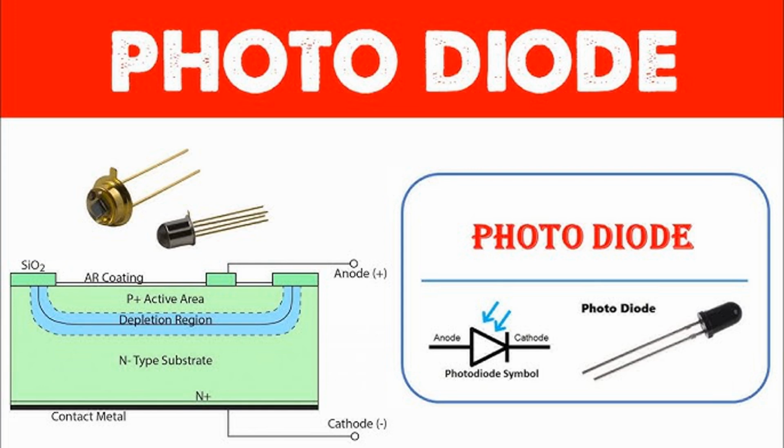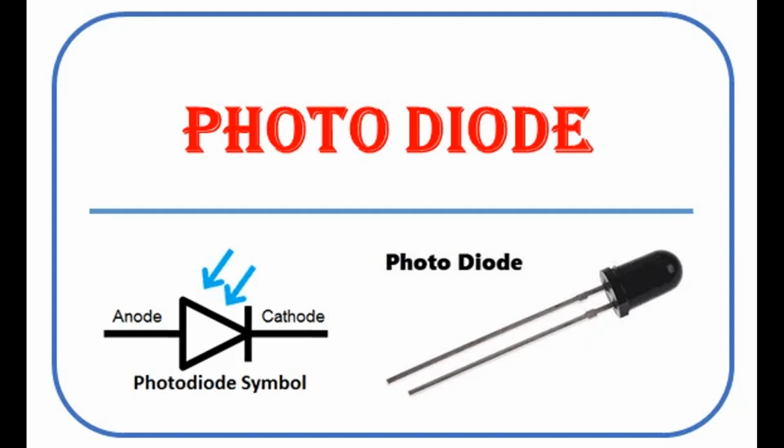2. Creation of electron-hole pairs. The absorbed photons transfer their energy to the electrons in the semiconductor, exciting them from the valence band to the conduction band. This process creates electron-hole pairs. An electron is a negatively charged carrier, while a hole is a positively charged carrier, the absence of an electron.